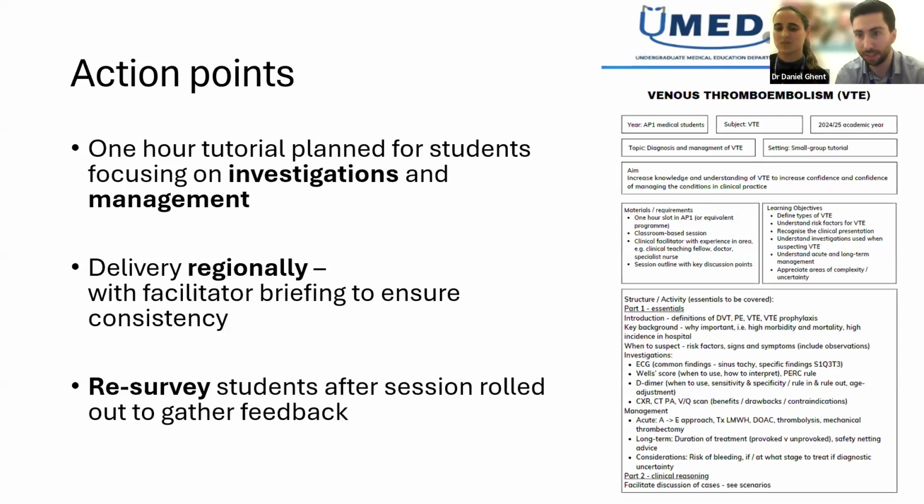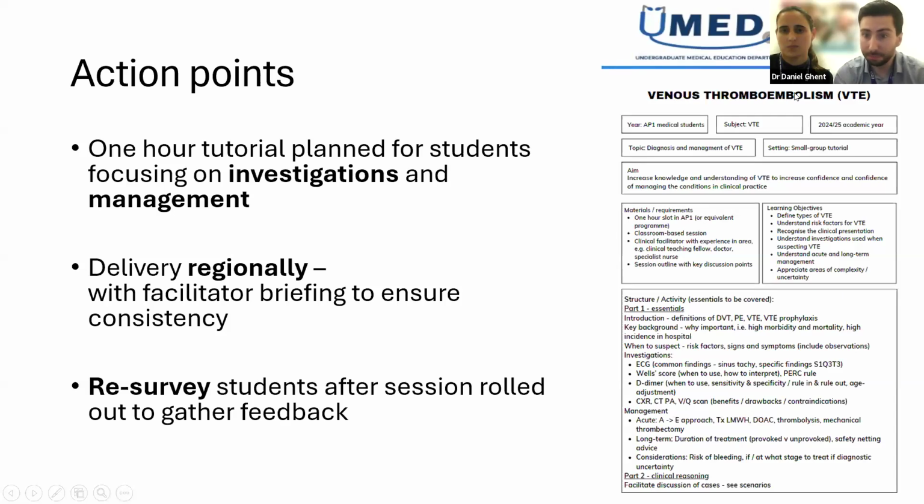So the ECGs, the common findings, for example, sinus tachy, and the more specific findings, S1, Q3, T3. The Wells score, how to interpret, and also the use of the PERC rule, which is quite often used in clinical practice too. The D-dimer, when to use, the sensitivity and the specificity, and how we can use this information to rule in and rule out VTE, and obviously the age adjustments as well.